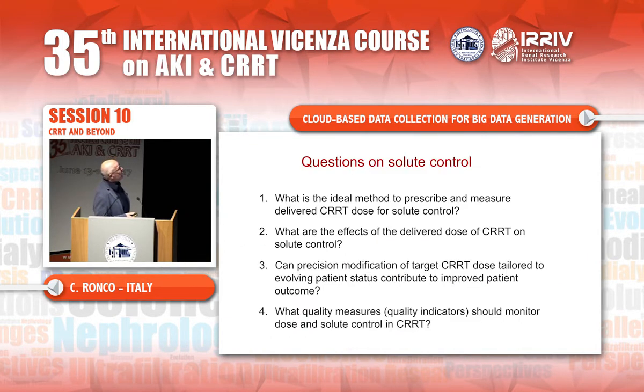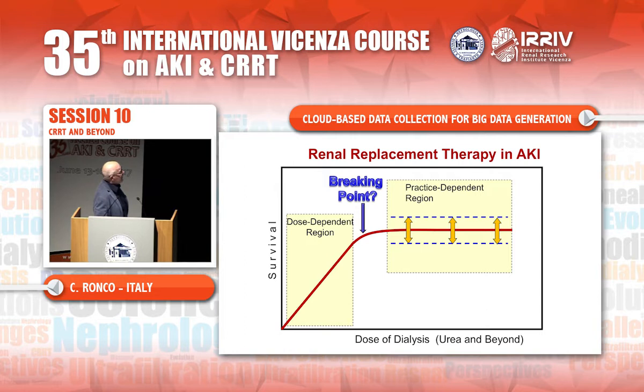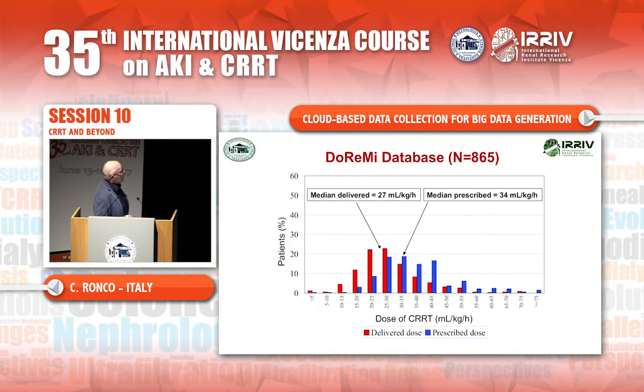So questions on the table, for example, are: what is the ideal method to prescribe and measure delivered CRRT? What are the effects of delivered dose? Can precision modification have an impact on outcome? And finally, what are the quality measures? For example, we know that there is a dose response curve until a breaking point at which we reach a plateau, and an increase in dose does not result in further improvement in outcome. We know that we have a tendency to deliver less than what we prescribe.